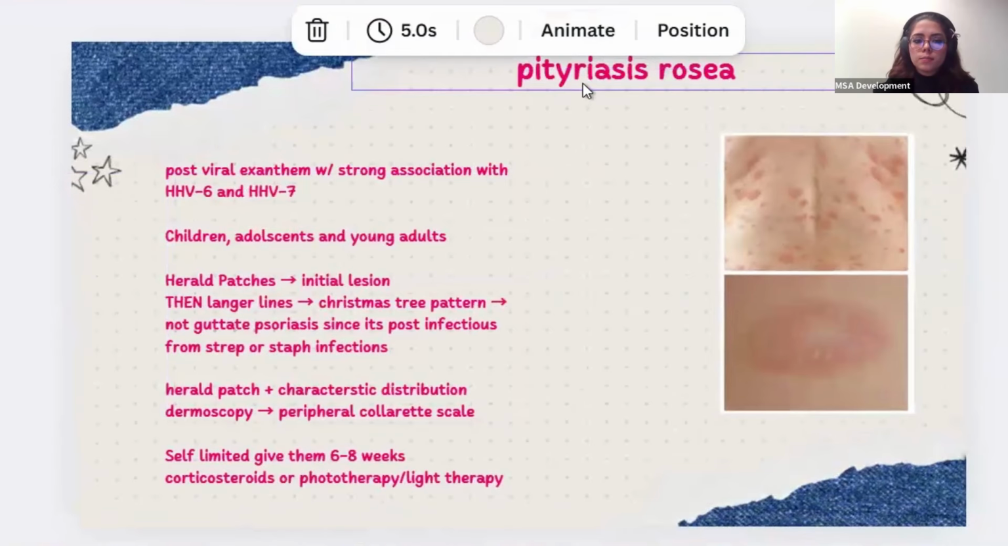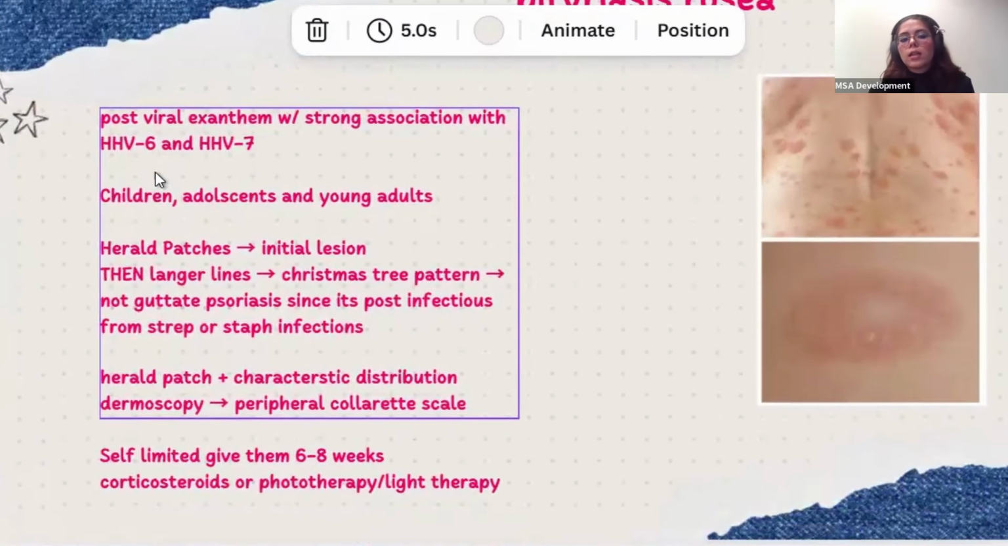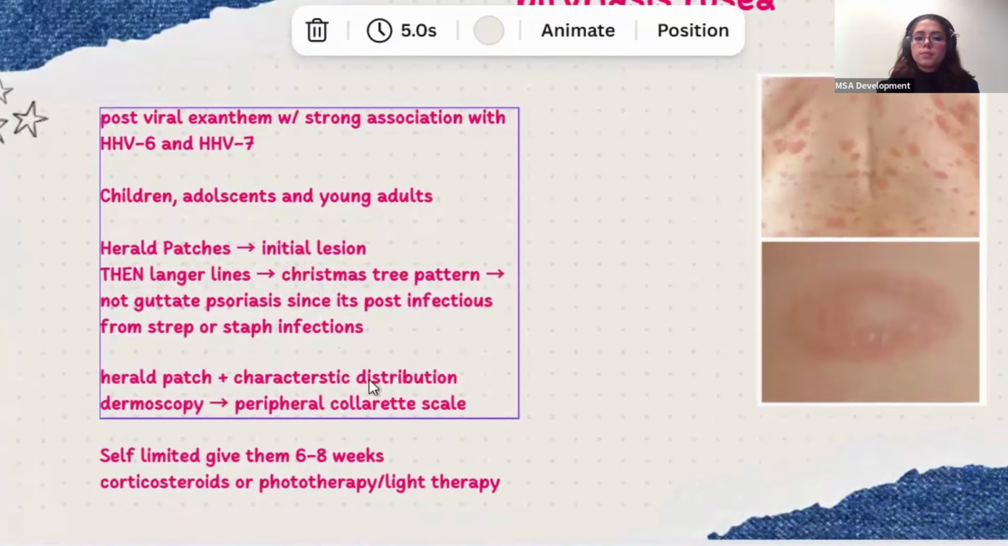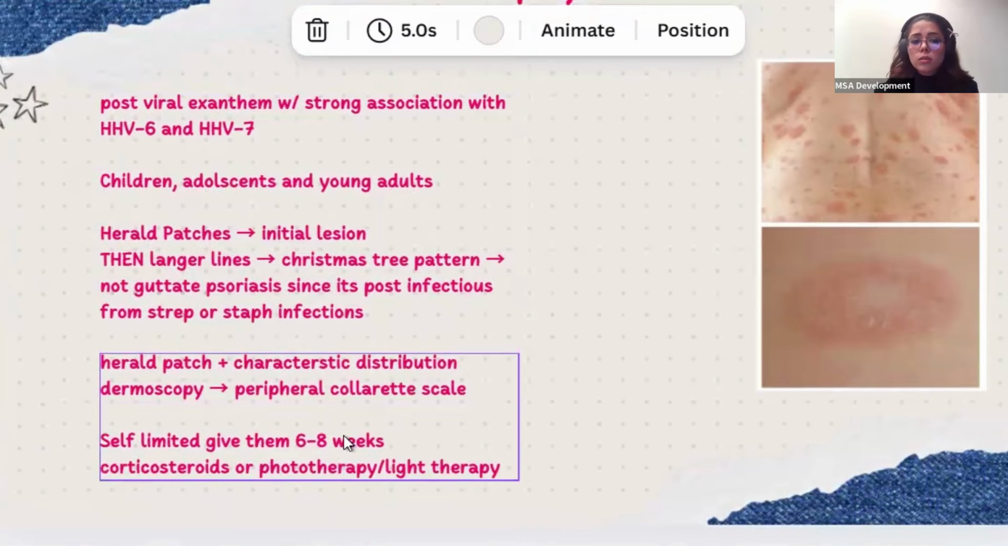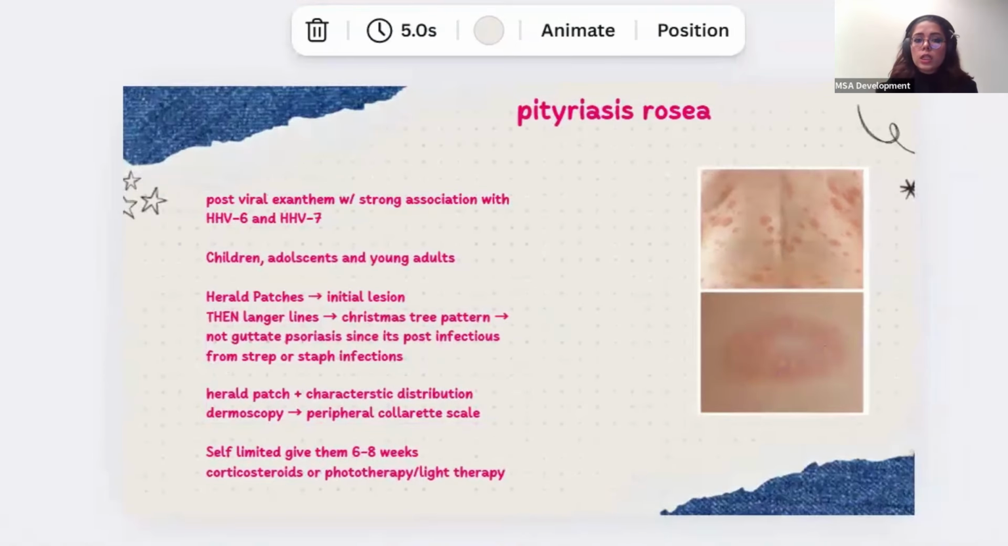This one is pityriasis rosea. Okay, post-viral exanthem with strong association with HHV-6 and 7 in children, adolescents, and young adults. The herald patch is the initial lesion, then along Langer lines, so a Christmas tree pattern. This is the Christmas tree pattern that they're talking about. Not guttate psoriasis since it's post-infection. The doctor didn't really go into depth about this, okay? But again, added for completion.